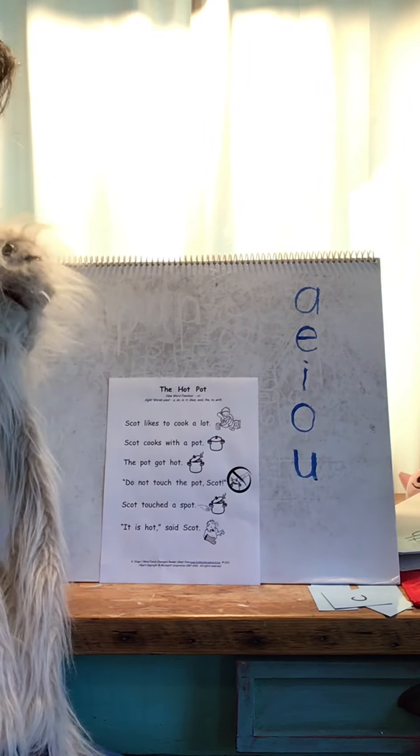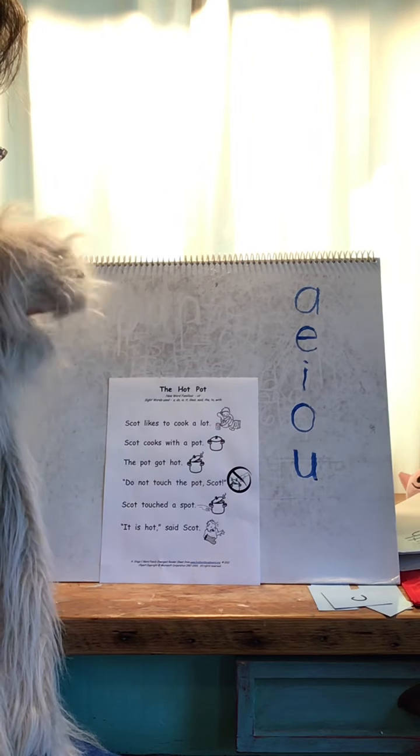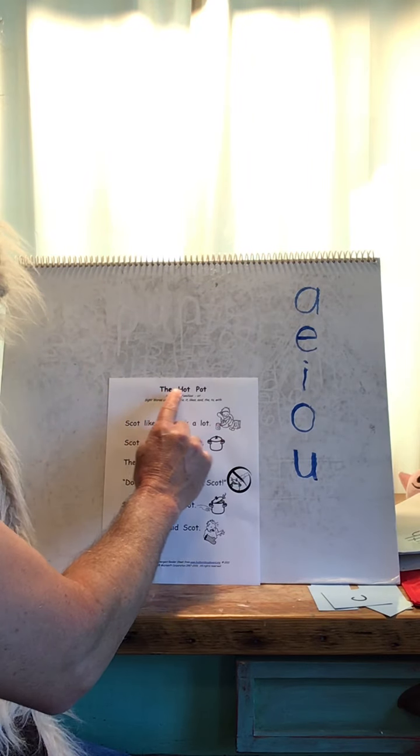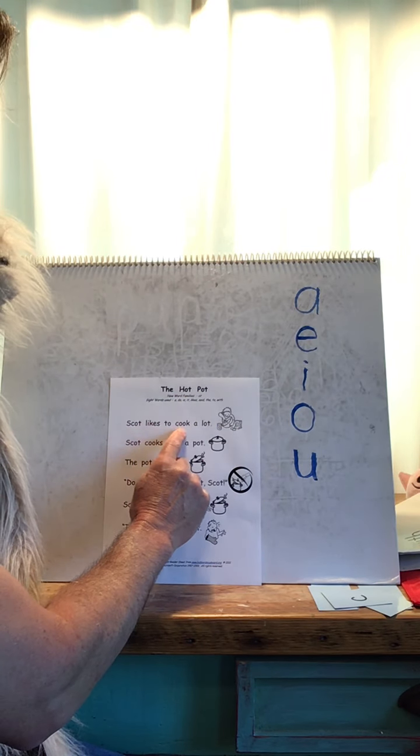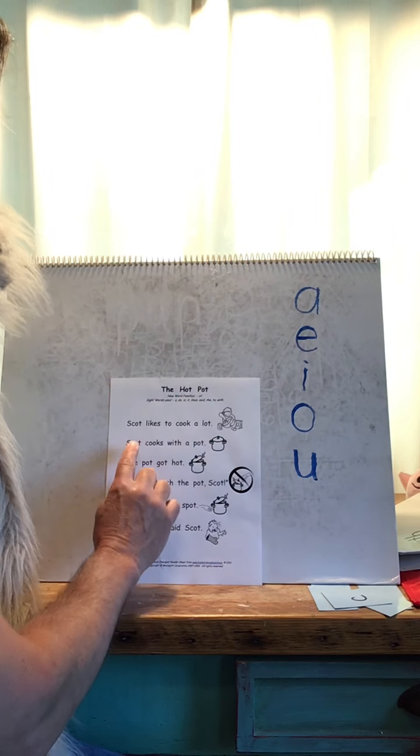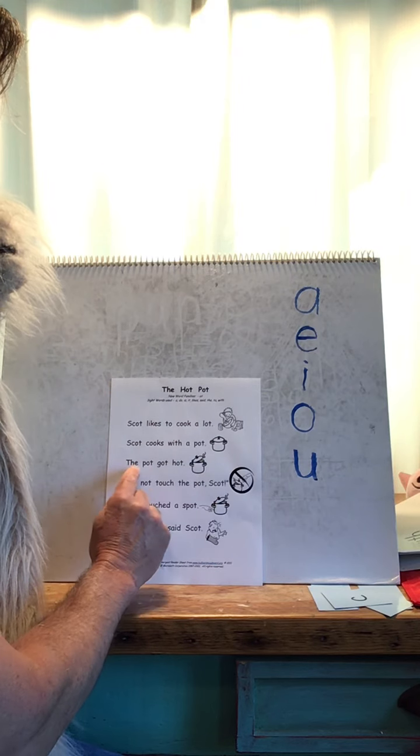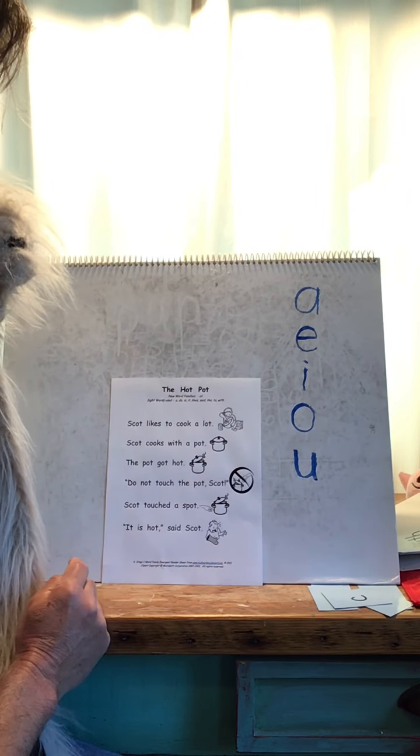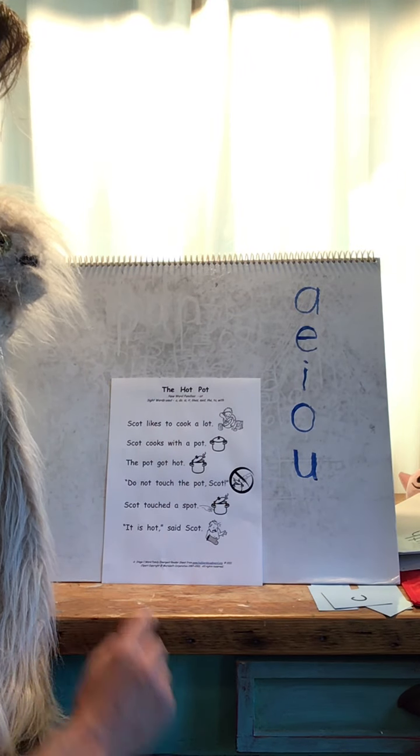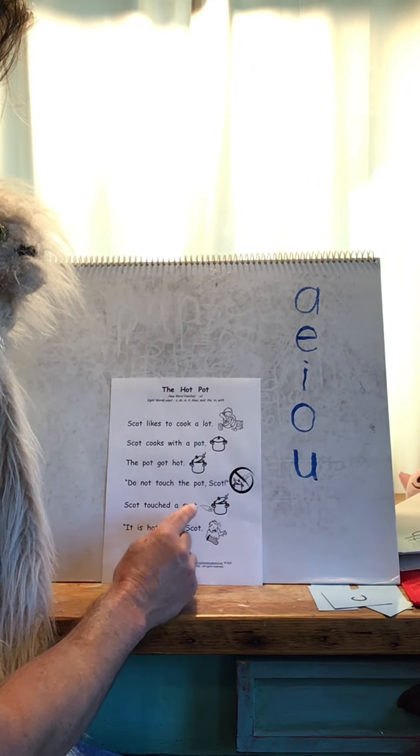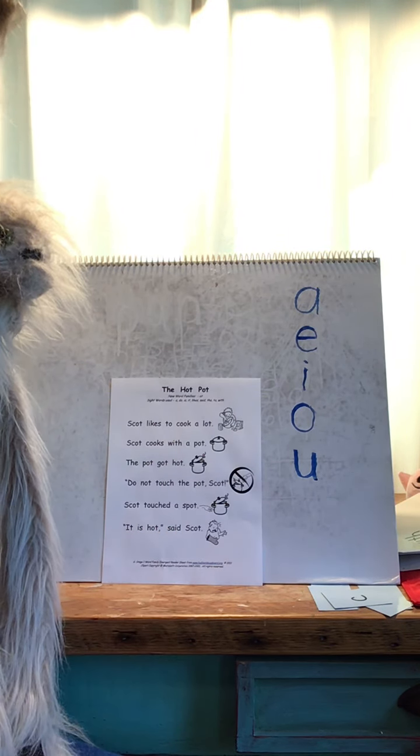How about we read the story one time through and just to finish off, okay? So the kids can practice it at home. Okay. Go ahead and read it. I'll just watch. The Hot Pot. Scott likes to cook a lot. Scott cooks with a pot. The pot got hot. Do not touch the pot, Scott. Scott touched a spot. It is hot, said Scott.